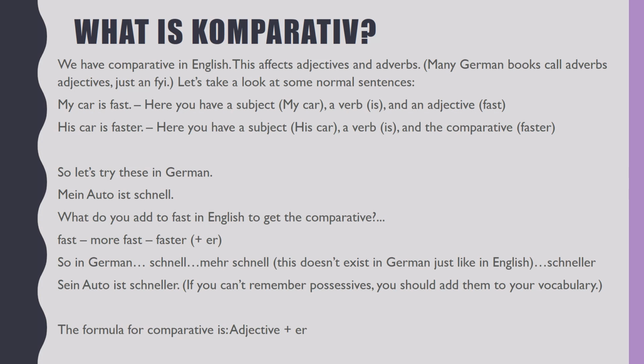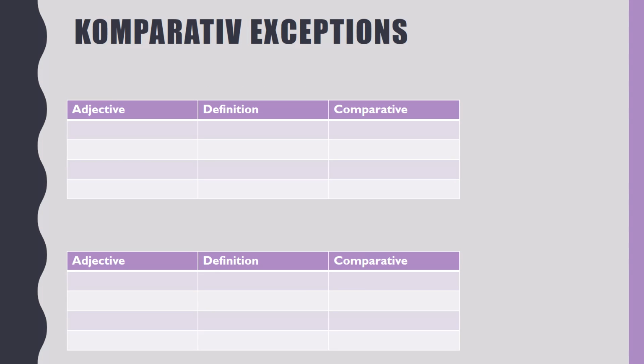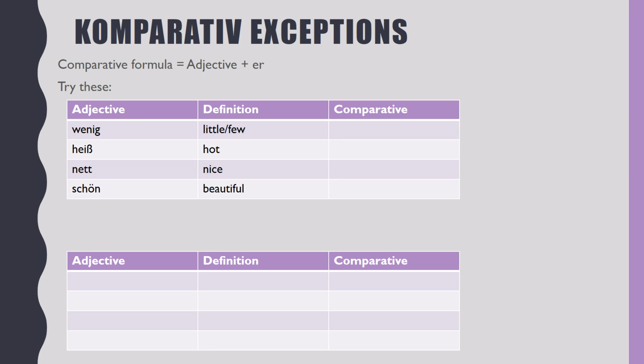So our rule for comparative is adjective plus er. Here's our formula, adjective plus er. So try these. Wenig, heiß, nett, and schön. Pause the video and make them comparative. You should have weniger, heißer, netter, and schöner.